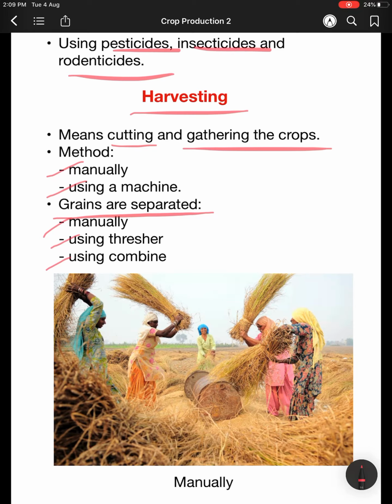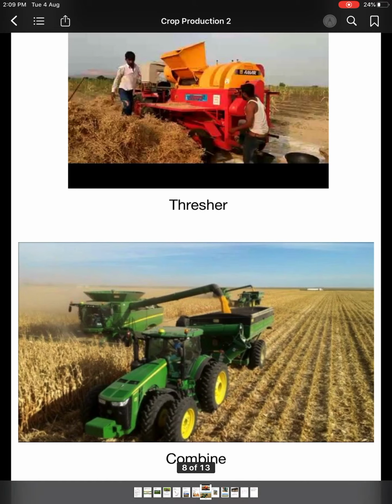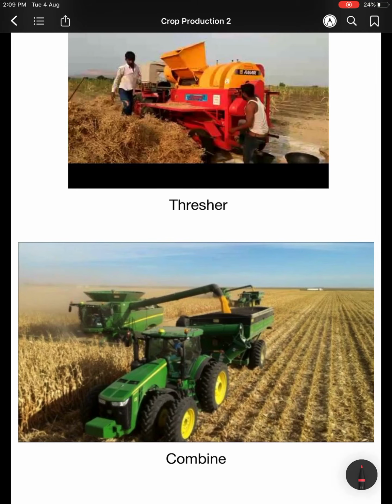Nowadays, as you can see in the diagram, here the grains are separated manually. Here the stalks are beaten on the drum, and in this way grains are separated from the stalks. Next comes the thresher. Thresher is a machine that is used for separating the grains from the stalks.